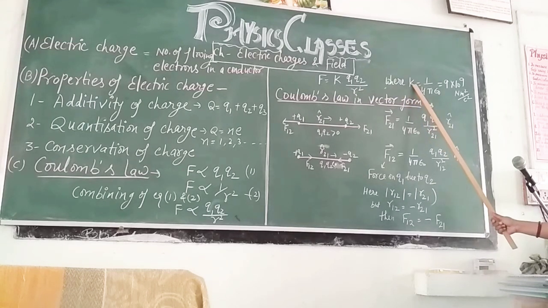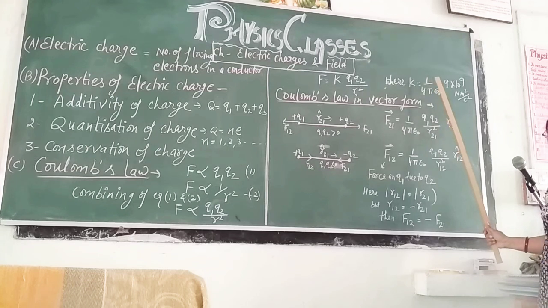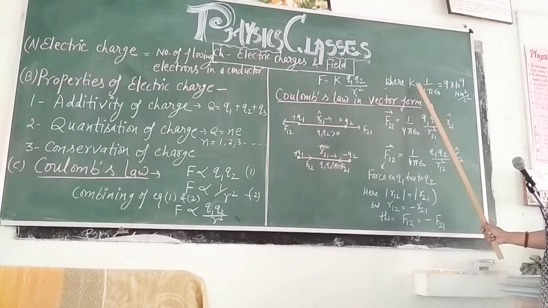Then k is known as the dielectric constant of the medium. If there is air or vacuum, then k is always 1. For vacuum, air or free space, k is always 1.